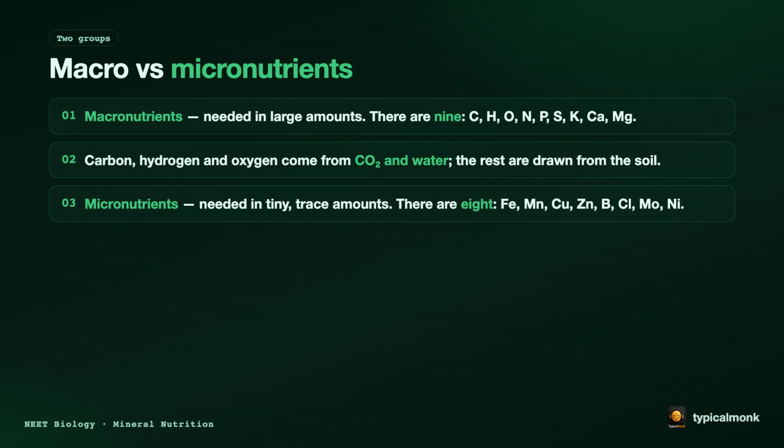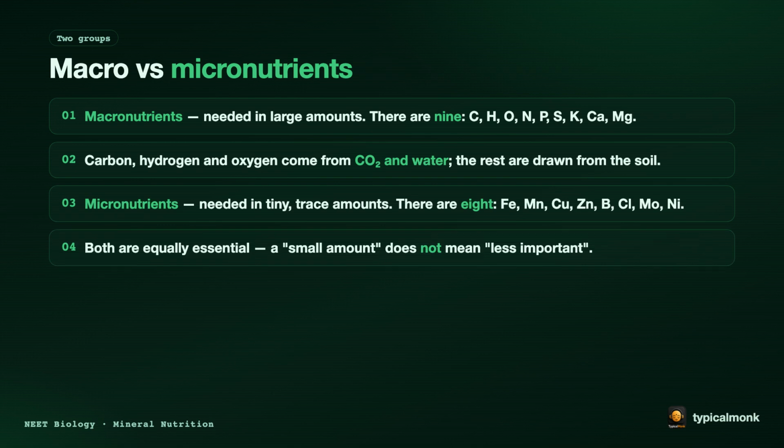Micronutrients, needed in very small, trace amounts. There are 8 of them. Fe, Mn, Cu, Zn, B, Cl, Mo, and Ni. And both are equally essential. A small amount does not mean less important.